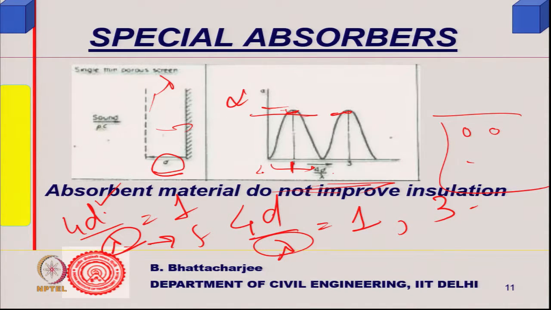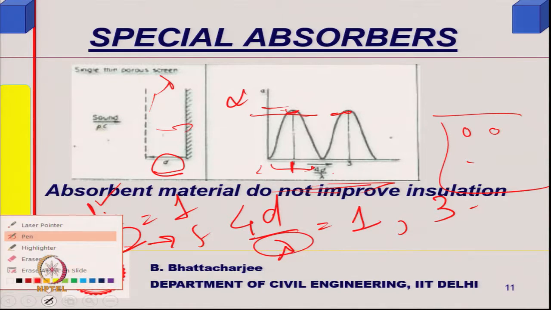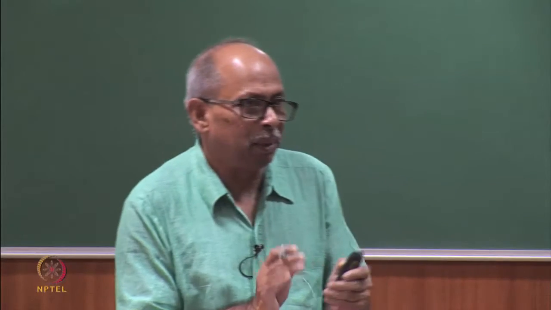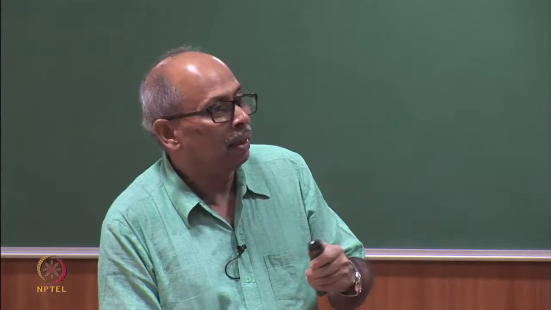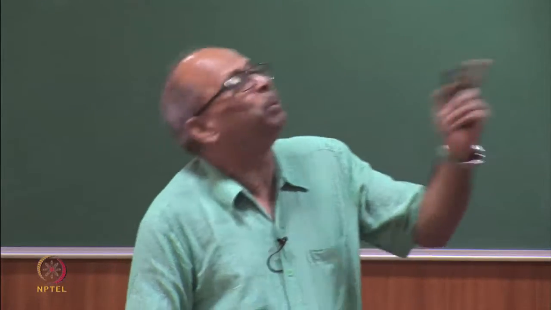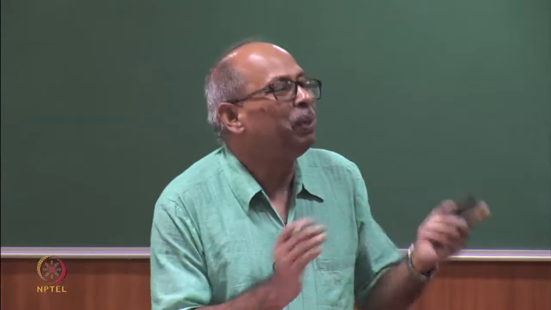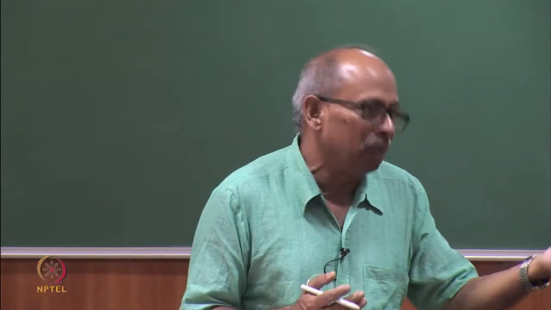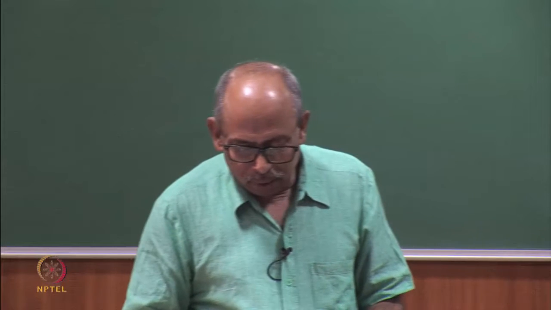So, absorbent material, remember that this is different from insulation. Insulation is transmission loss, just separate; absorption means it will not come back. Absorption high means it will not come back, not necessarily that it will not allow it to go to the other side, because an open window has an absorption equal to 1, but that will transmit everything to the other side as well. So, that is it.